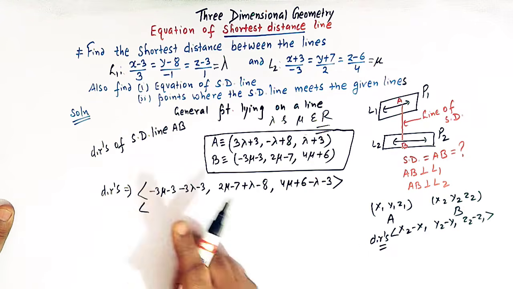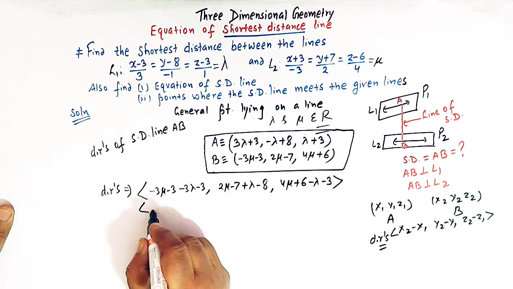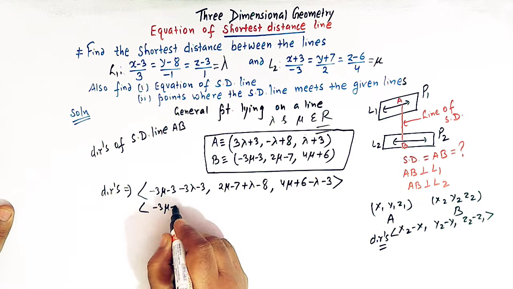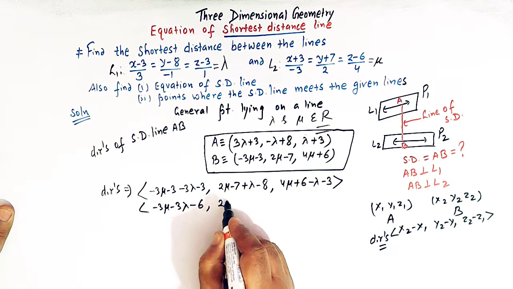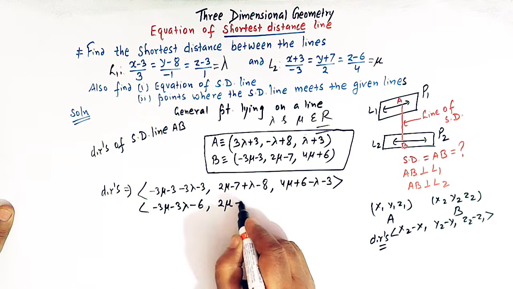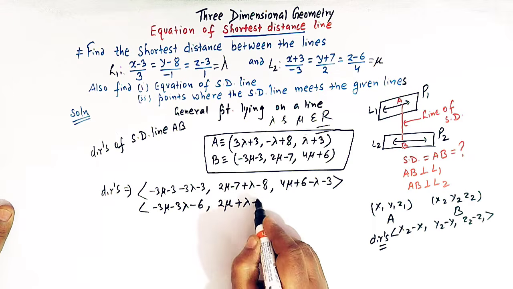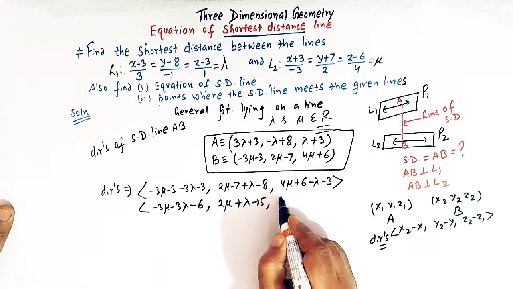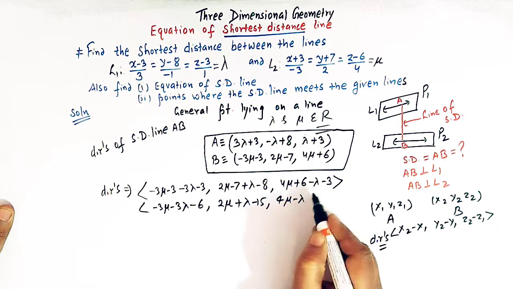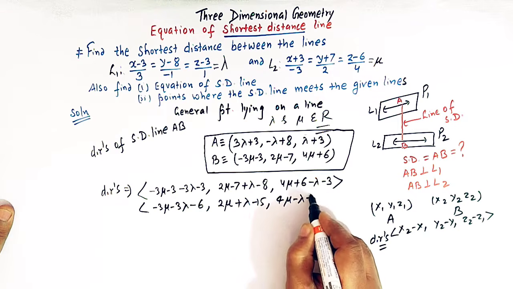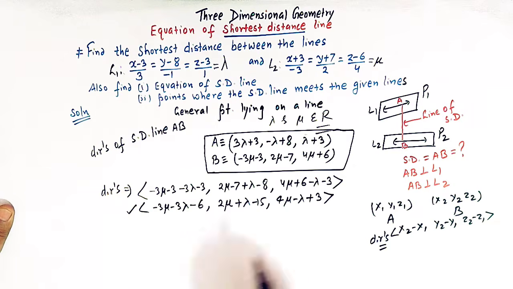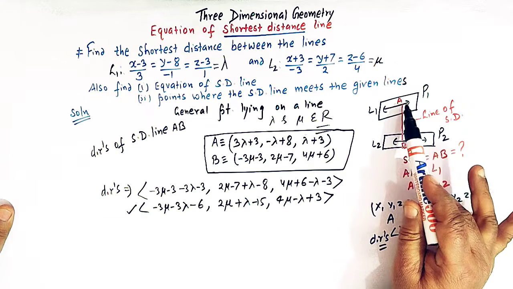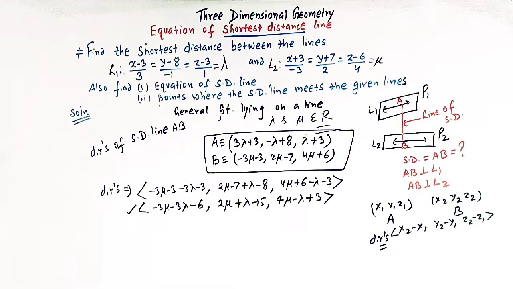So let us simplify. So we have minus 3 mu minus 3 lambda minus 6, then 2 mu plus lambda minus 15, and then we have 4 mu minus lambda, and 6 minus 3 is 3, right? So these are the direction ratios of the shortest distance line.